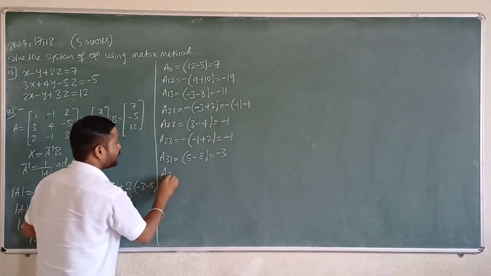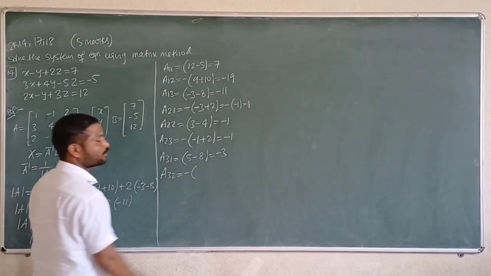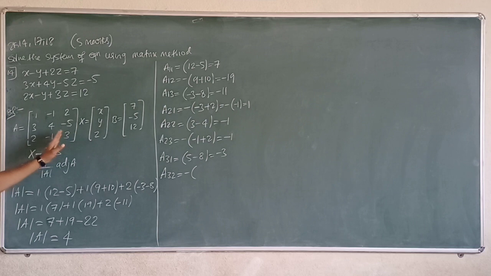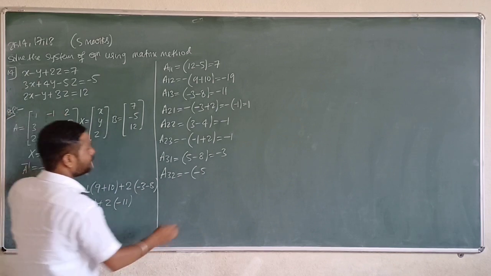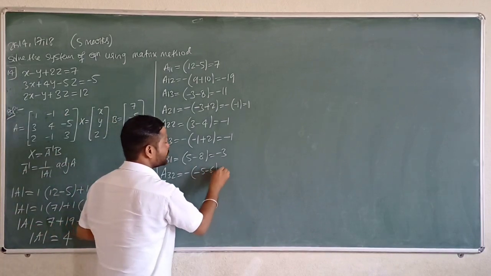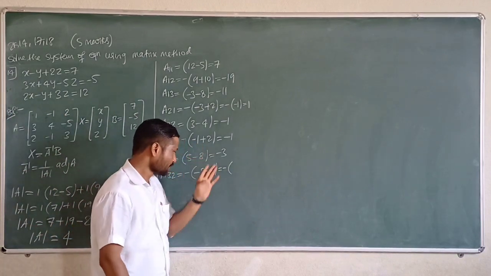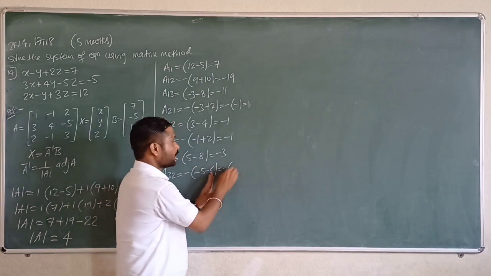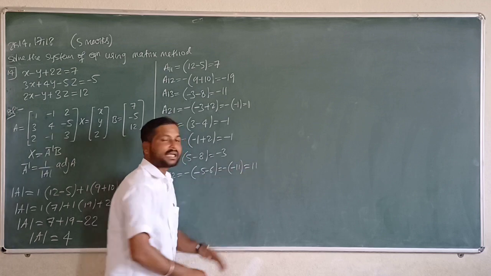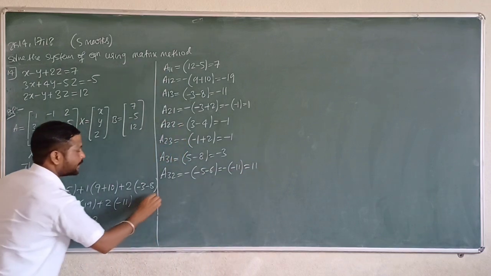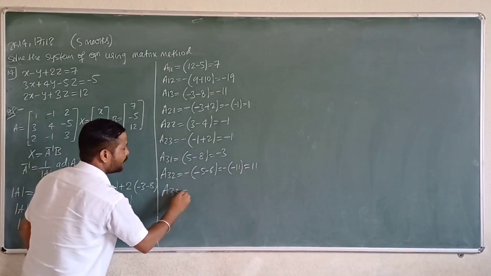Right. Take A32. A32 is negative now. Third row, second column. 1 into minus 5, minus 5. Okay. Minus 3 2s are 6. This negative keep as it is, minus 5 minus 6, that is minus 11. Minus 11 into that is minus, it becomes what here? Plus 11. Right. That is the last element, A33 is positive now.